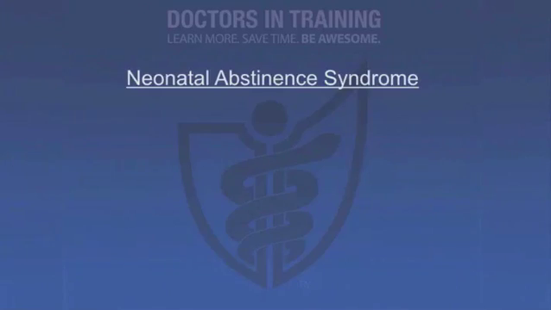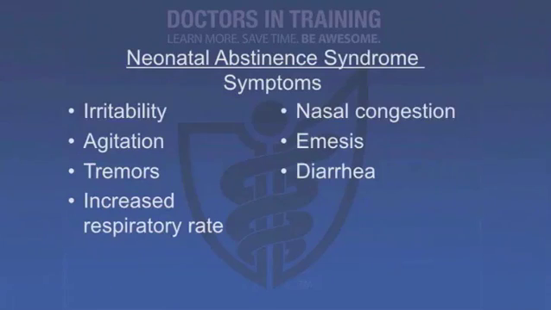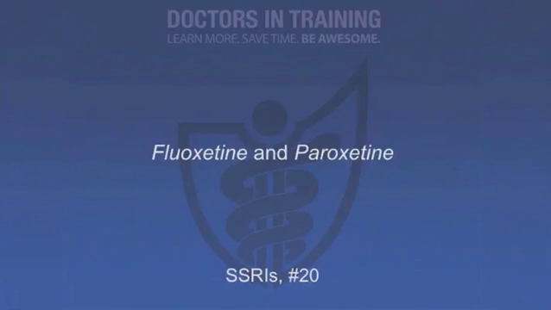In clinical practice, I've noticed that paroxetine can have a significant discontinuation syndrome when compared to the other SSRIs due to its short half-life. Neonatal abstinence syndrome is also a concern. This happens when neonates are exposed to antidepressant medications during gestation, especially in the 3rd trimester. They are at increased risk of developing symptoms such as irritability, agitation and tremors, increased respiratory rate and nasal congestion, and emesis and diarrhea. These manifestations are usually self-limiting and disappear by age 2 weeks. Symptoms are more commonly reported with fluoxetine and paroxetine exposure.